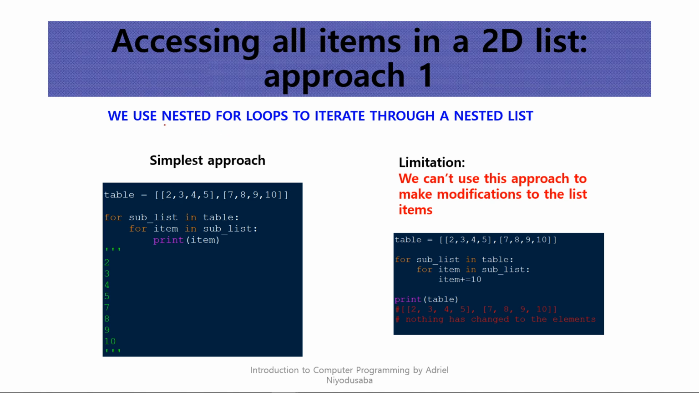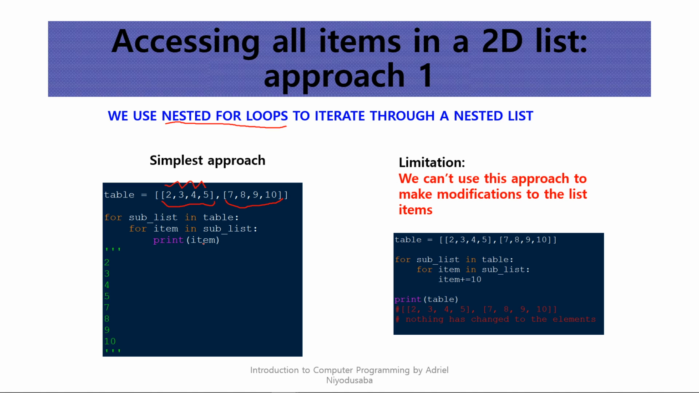So we can use something called nested for loops, and these are basically one for loop placed inside another. The reason we need to do that is we need one loop which goes through all the sublists. So it goes through the sublist and then goes to this one. And as we go through the sublist, we also need another loop inside that one which will go through the items in one sublist. So the first simplest approach is for sublist in table, and then we run another loop which goes for item in sublist, and we can do something with the item.